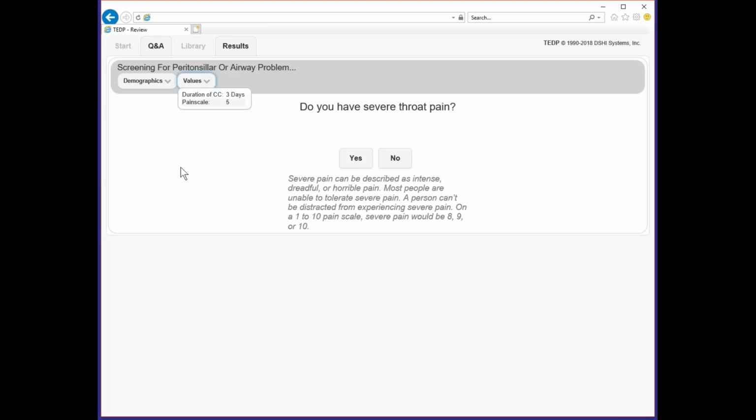Values. This contains any values and measures collected during triage, such as blood pressure and heart rate. Values include duration and pain score. As you can see, what we had selected at the beginning, the duration was 3 days and the pain score was 5. Now let's move on to rationale.